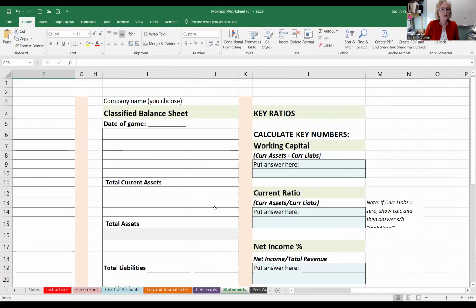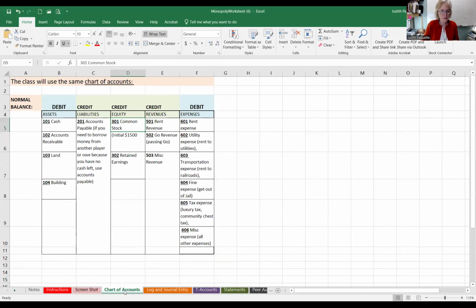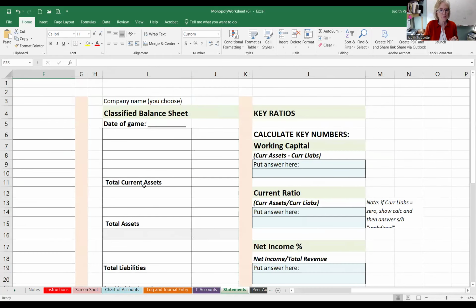Then you come over here and you build a classified balance sheet. So let's go back to the chart of accounts. Cash and accounts receivable are current assets, but land and building are property, plant, and equipment. So be sure to segregate those. So you want current assets, and then you want to add a category, property, plant, and equipment, and put land and buildings here. If you don't have buildings, leave it blank. Okay, don't put it there.